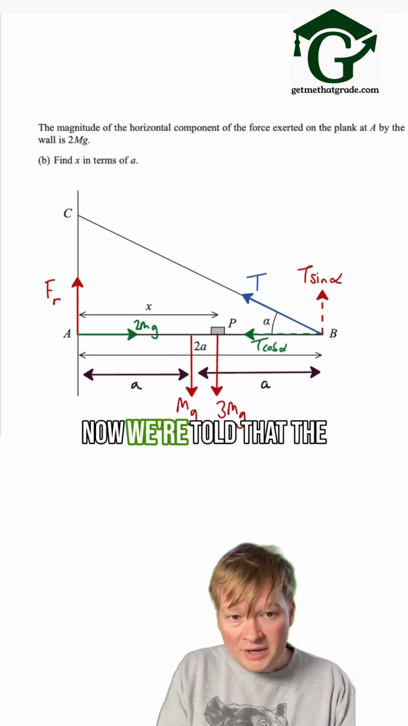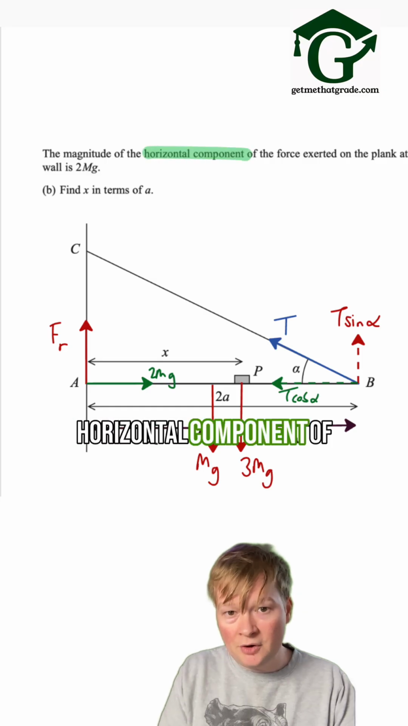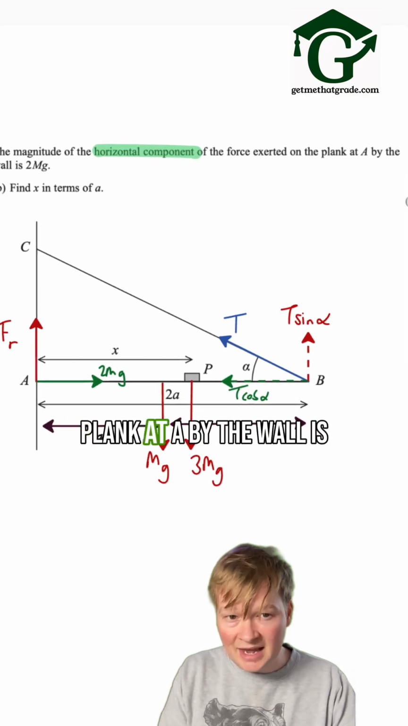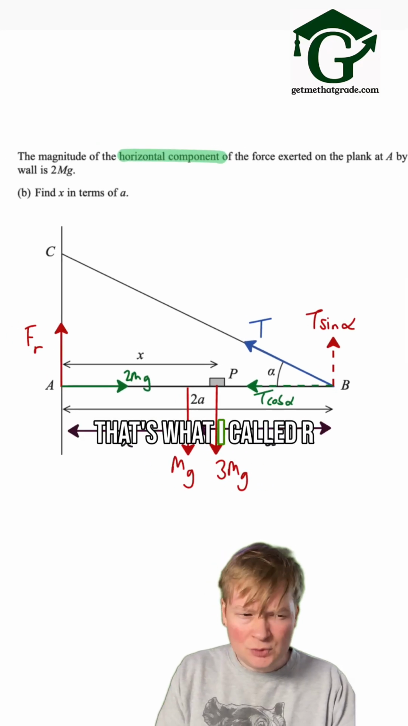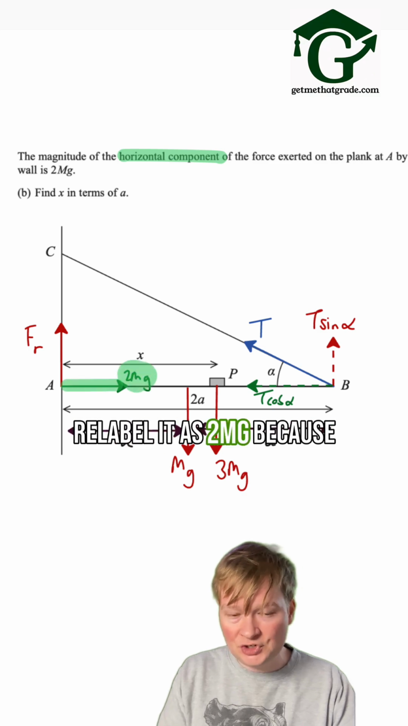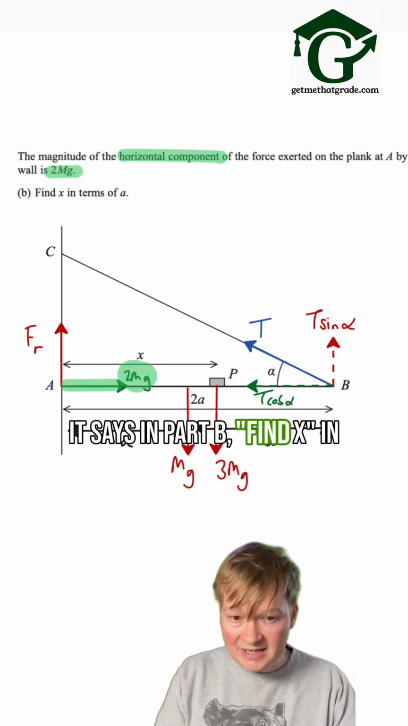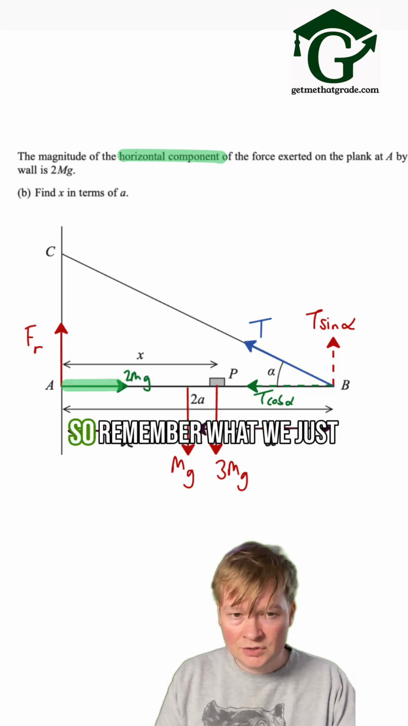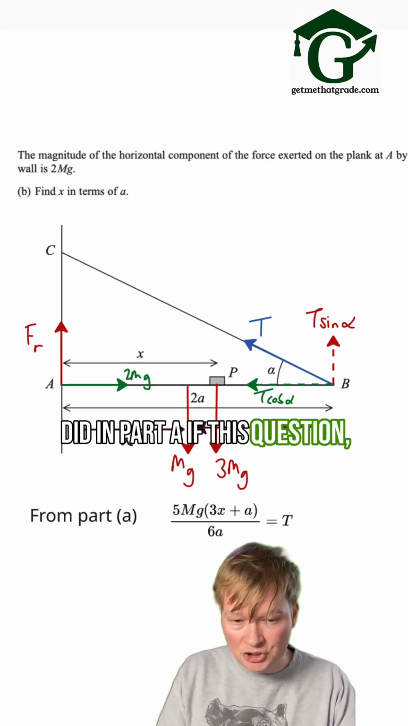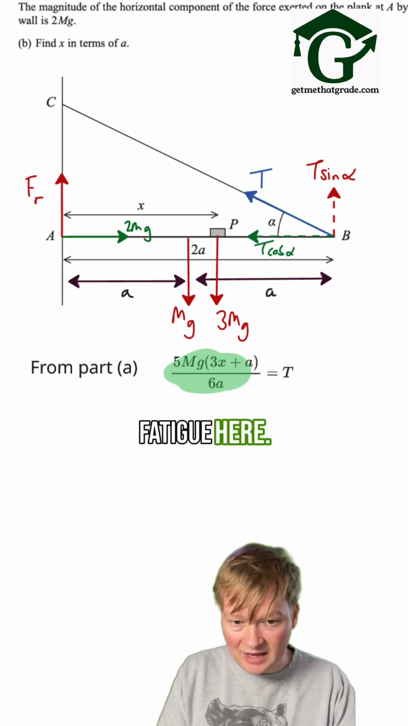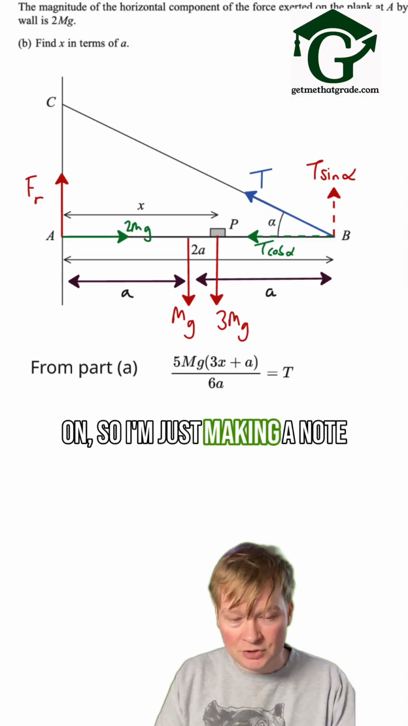Part B. Now we're told that the magnitude of the horizontal component of the force exerted on the plank at A by the wall is 2mg. That's what I called R before, but now I'm going to relabel it as 2mg because we're now told that it is 2mg. It says in part B, find x in terms of a. So remember what we just did in part A of this question? We worked out a formula for T here.